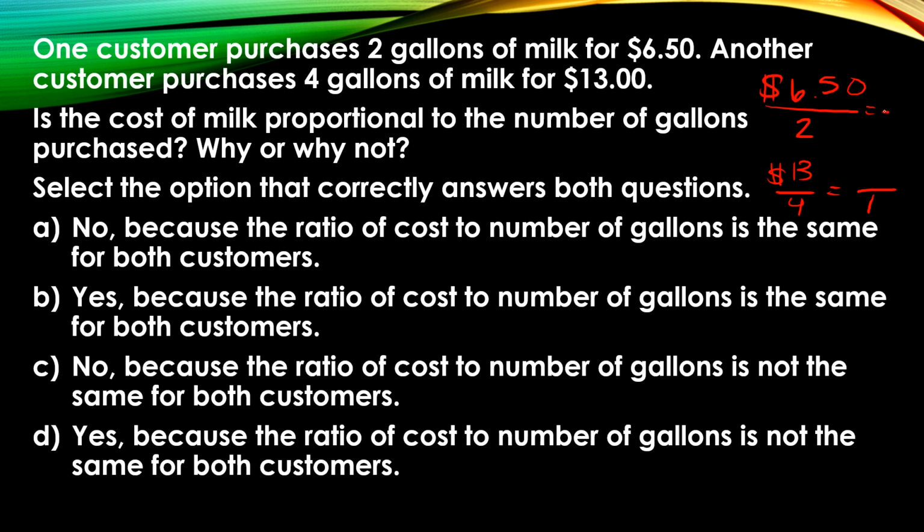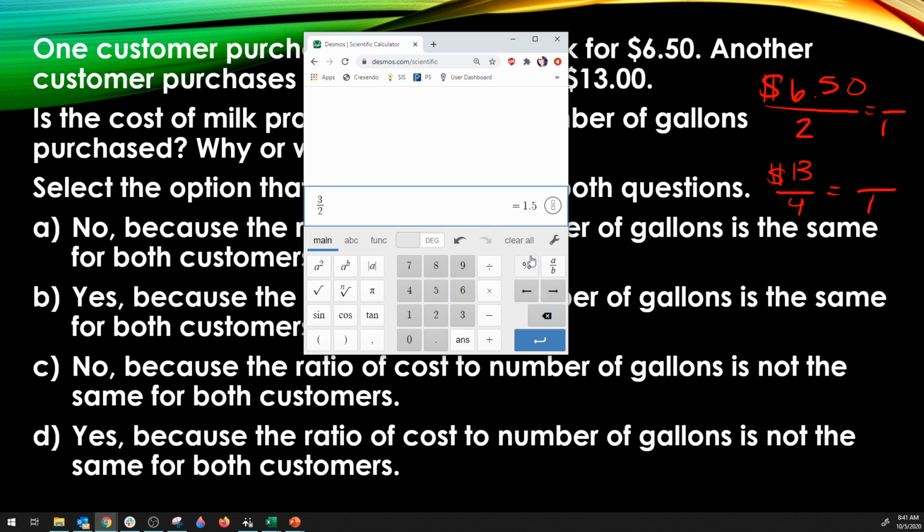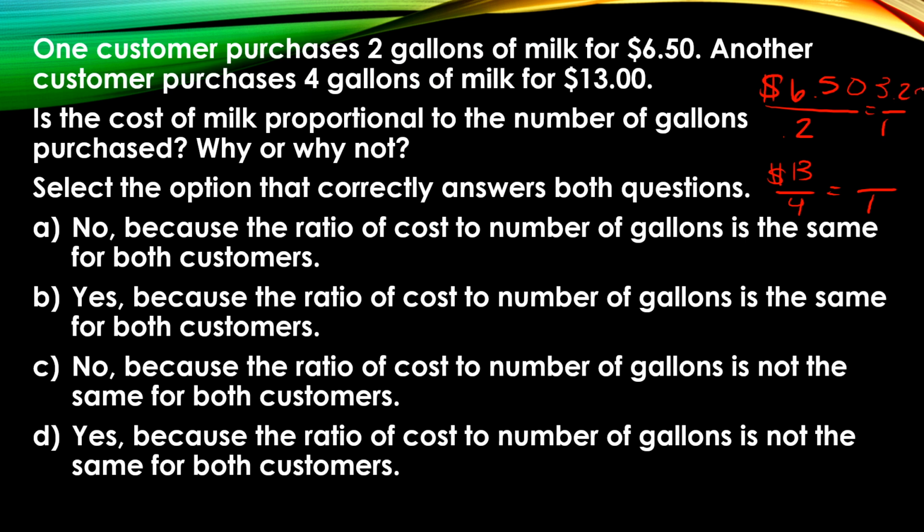Let's simplify both of these to have a 1 in the denominator. I'm going to pull open my calculator to help me do this a bit quicker. So 6.50 divided by 2 and 13 divided by 4. Looks like I get 3.25 both times, which means that yes, they are proportional because the ratio of cost to number of gallons is the same for both customers, because our unit rate ended up simplifying to the same exact number.